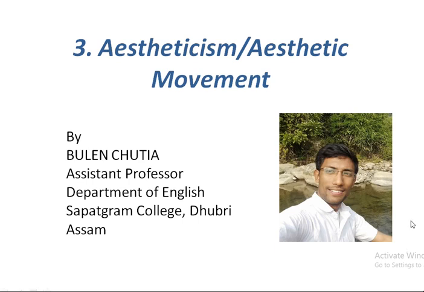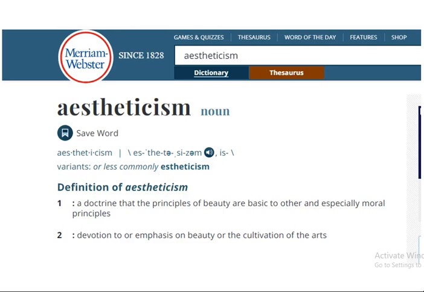So, the dictionary meaning of aestheticism is a doctrine that the principles of beauty are basic to other, and especially moral principles. In Merriam-Webster, it is written that aestheticism is a doctrine that the principles of beauty are basic to other. That is, the principles of beauty are supreme to the other moral principles. That is where the prime focus is given to beauty only, which is known as aestheticism.